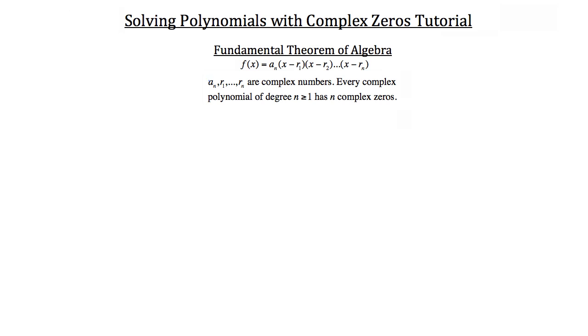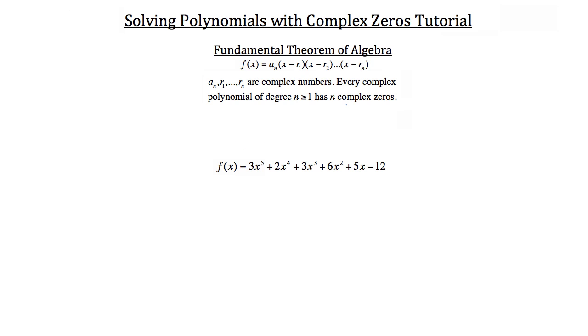The fundamental theorem of algebra looks pretty complicated, but it's really a fairly simple concept. All it's saying is that any polynomial will have a number of roots equal to its highest exponent. So, for example, if we had this polynomial function, it would have 5 complex zeros, because the highest exponent is 5.